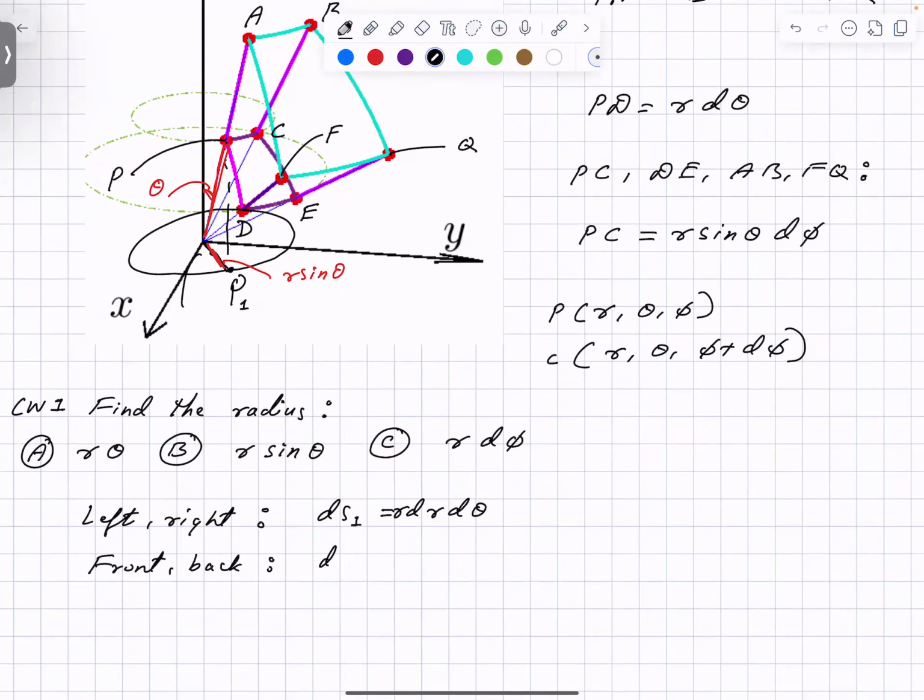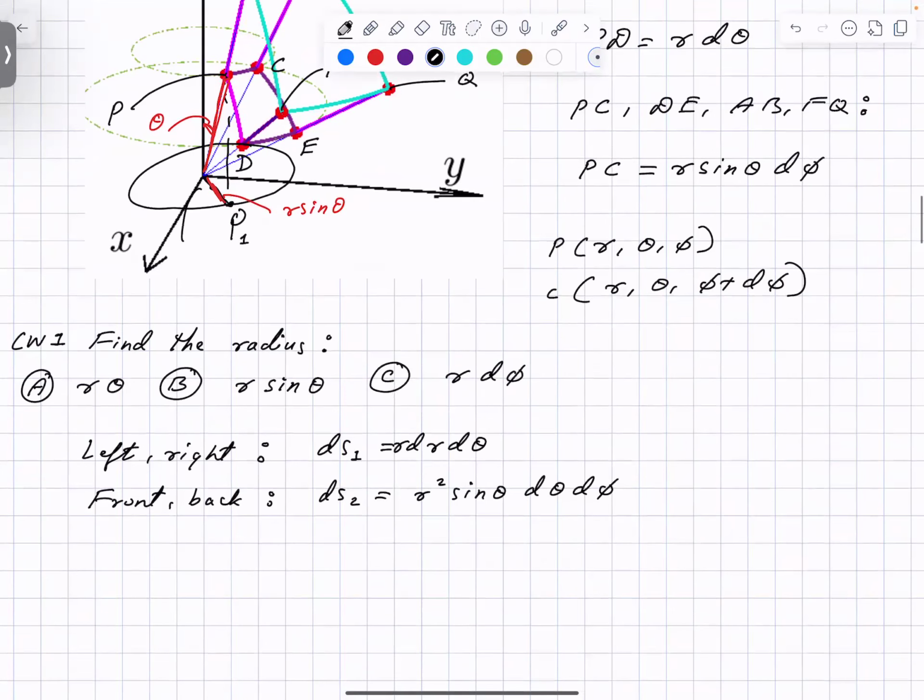So ds2 would be r squared sine theta d phi. We should write d theta first: r squared sine theta d theta d phi. Right? Why? Because one is r d theta and the other one is r sine theta d phi. So multiplying those, we get that area. And then top and bottom.